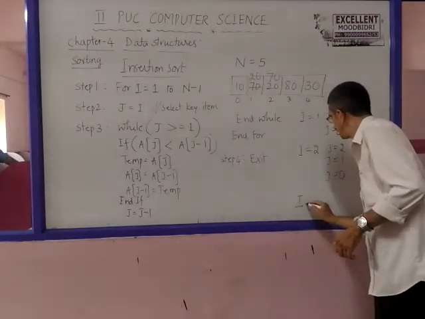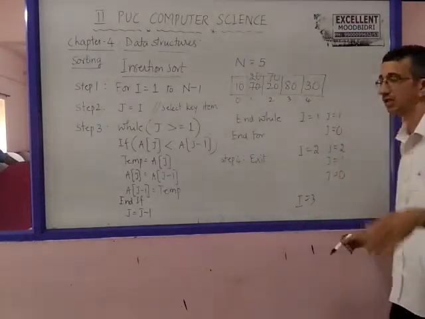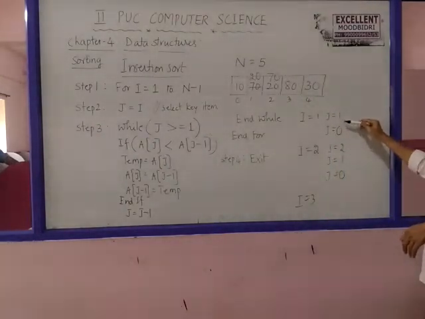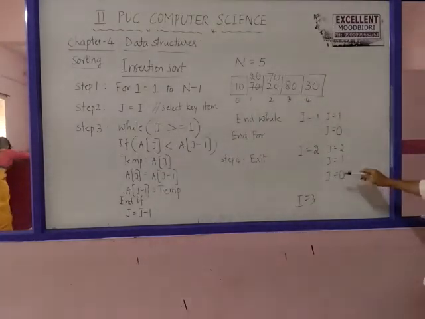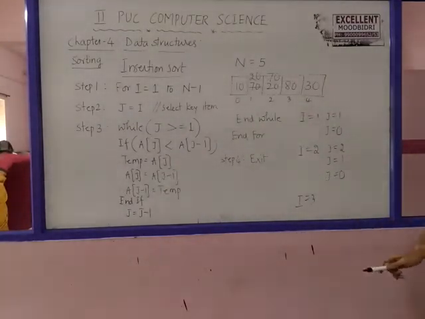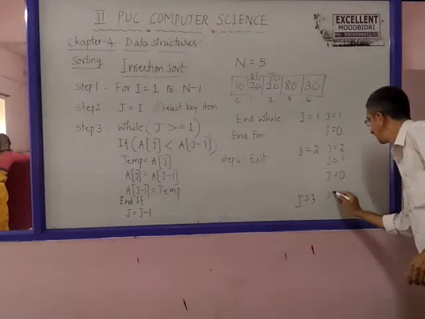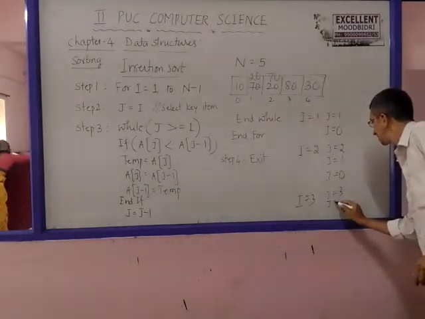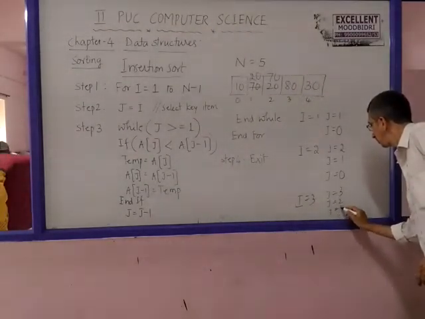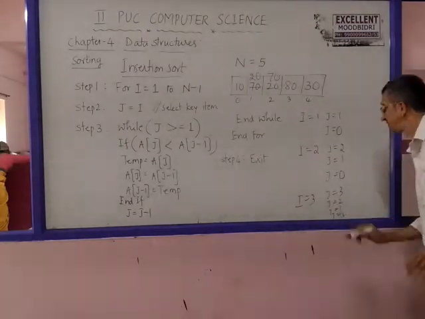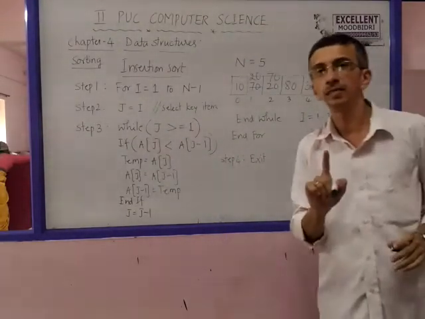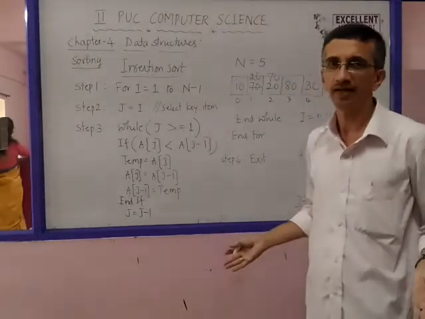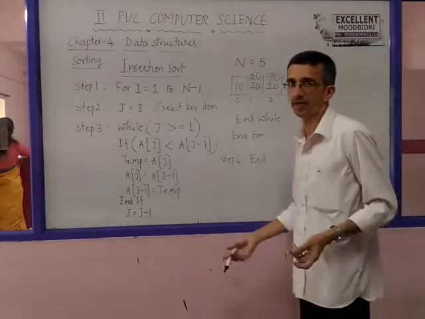Again i becomes 3. Now look at this. For i is 1, j becomes 1 and 0. For i is 2, j becomes 2, 1 and 0. So naturally for i is equal to 3, j must become 3, j is equal to 2, j is equal to 1 and j is equal to 0. From 3 comes down until 0. When j becomes 0, the loop is terminated, correct? The while loop is terminated.